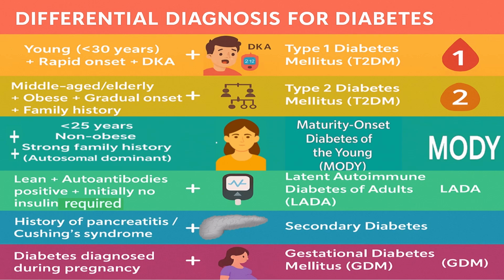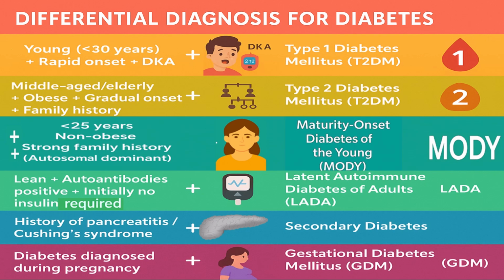Next, we have type 2 diabetes mellitus, or T2DM. This usually develops in middle-aged or elderly individuals and progresses gradually. Patients are often overweight or obese, and a strong family history is common. They may initially be asymptomatic. The underlying mechanism is insulin resistance with relative insulin deficiency. Unlike type 1, C-peptide levels are usually normal or elevated, and autoantibodies are absent.